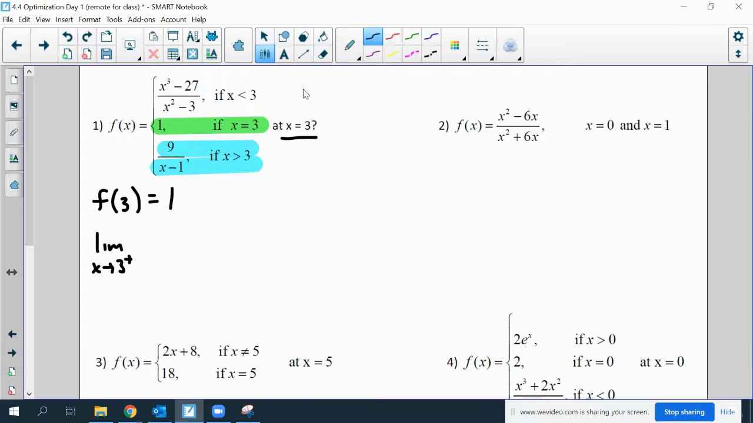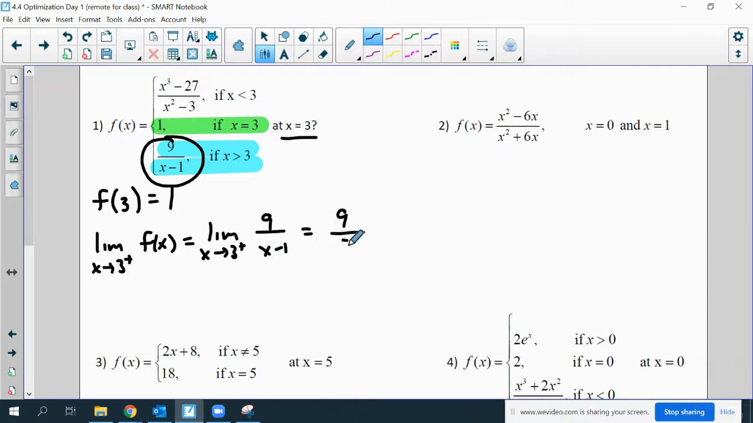So if I take a look at the limit as x approaches 3 from the right of f of x, that's the limit as x approaches 3 from the right of this component of the function. And that can be done with direct substitution. So I have 9 over 3 minus 1, which is 9/2. So this is clearly not continuous at x equals 3, because notice that the value of the limit as we approach 3 from the right is not equal to the value of the function at 3.